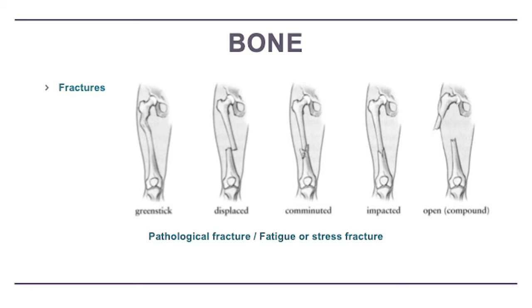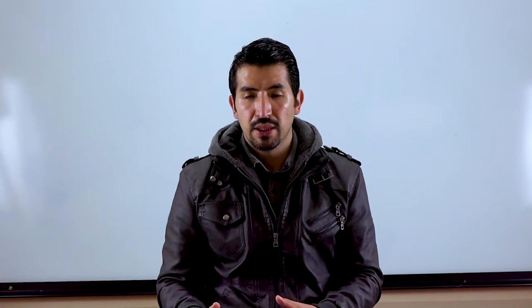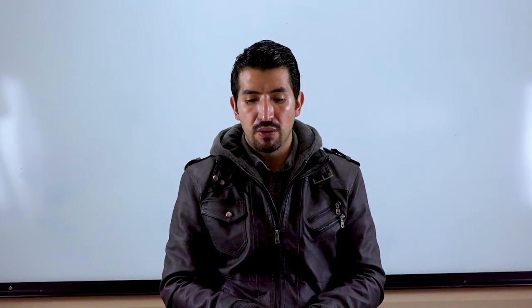Comminuted, that would be a broken and fractured bone. So it was fractured, it broke in different parts. Impacted is that it wasn't displaced. It stayed in the same place, but it broke. And an open fracture is, as you already know, in Spanish we use a very transparent translation. It's when the bone broke not only itself, but it also broke the muscle surrounding the bone. It is also called a compound fracture.